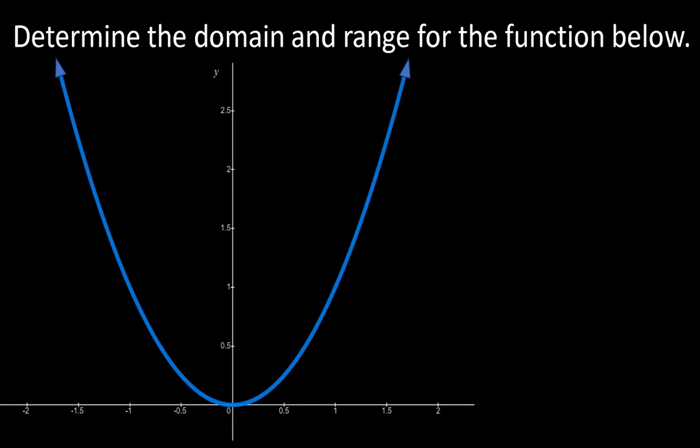Let's take a look at this graph and determine its domain and range. Let's start with the domain. Again, to do this, I need to describe or list every x value that my graph touches. Upon initial inspection, it looks like the leftmost point of my graph is at about negative 1.75, and the rightmost point is at about positive 1.75. But we have to take into consideration the arrows at the end of the left side and the right side of my graph.